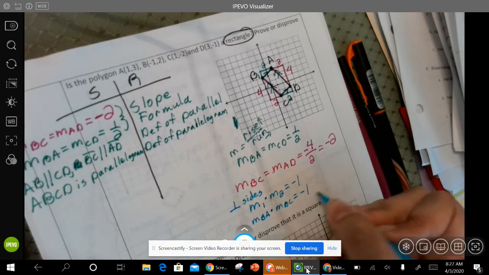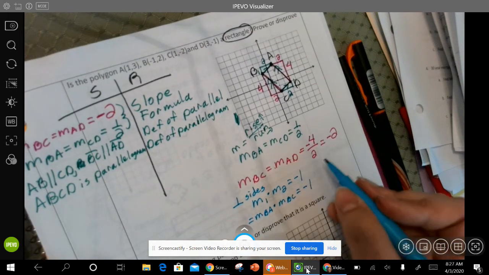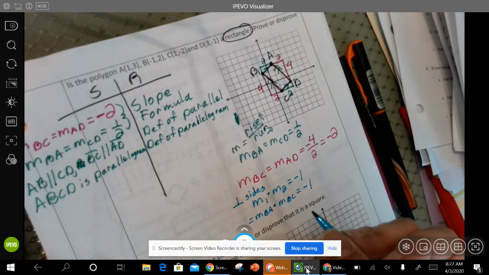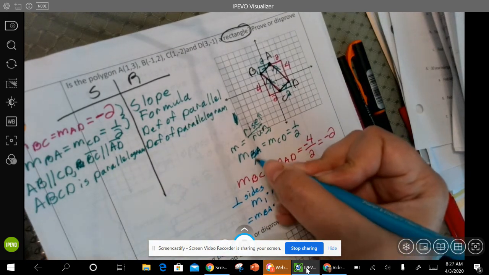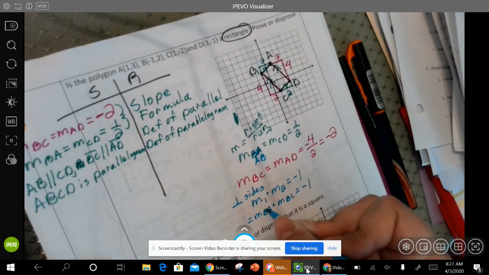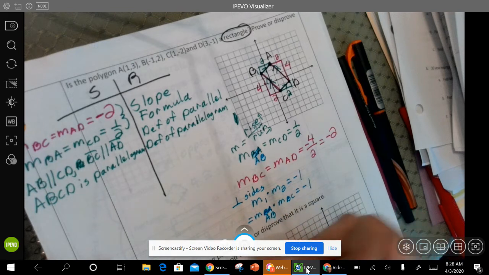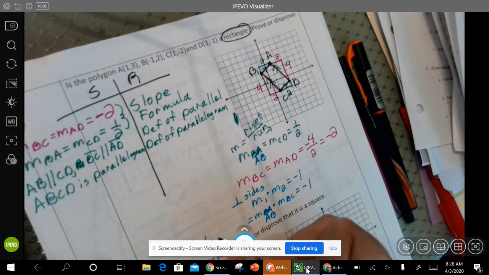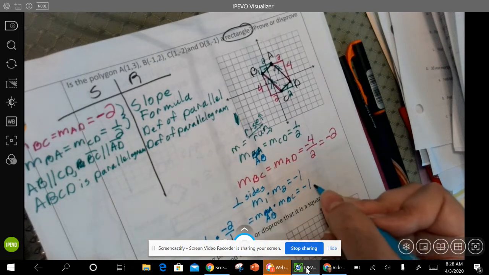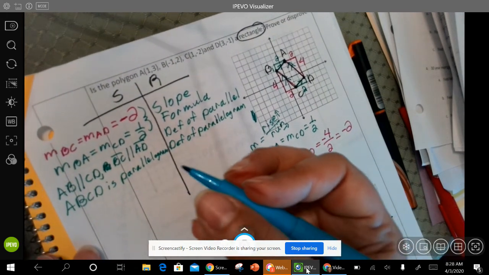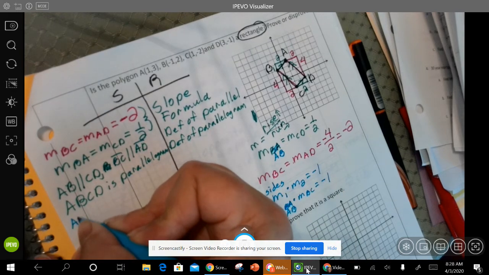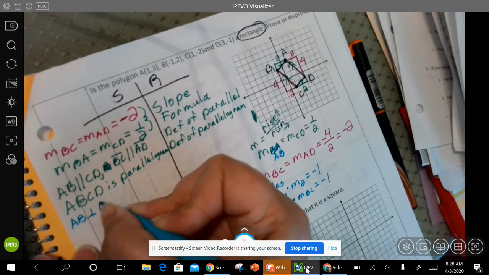It should equal -1. And I checked that, and it does work. So if I multiply 1/2, I should actually make this AB, sorry. So 1/2 times -1. Remember, whole numbers over 1, it does equal -1. Okay, so that means that they are perpendicular. So that means that AB is perpendicular to BC.